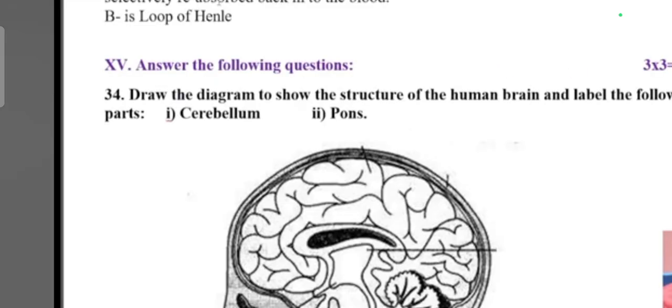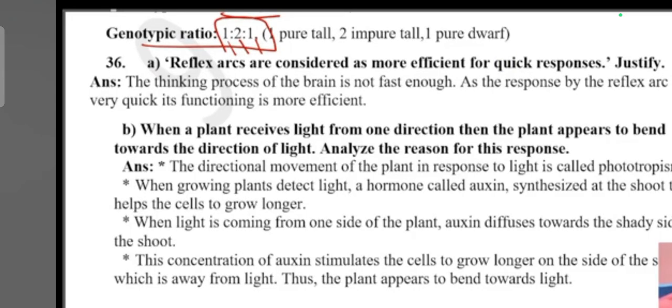Next one, draw a neat diagram of the brain and label the cerebellum and pons. Next one, reflex arcs are considered more efficient for quick response. Justify. When a plant receives light from one direction, the plant appears to bend towards the direction of light. Analyze the reason for this response.